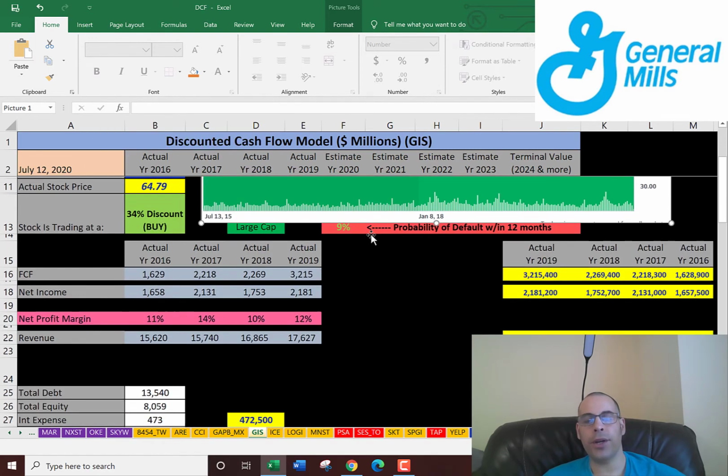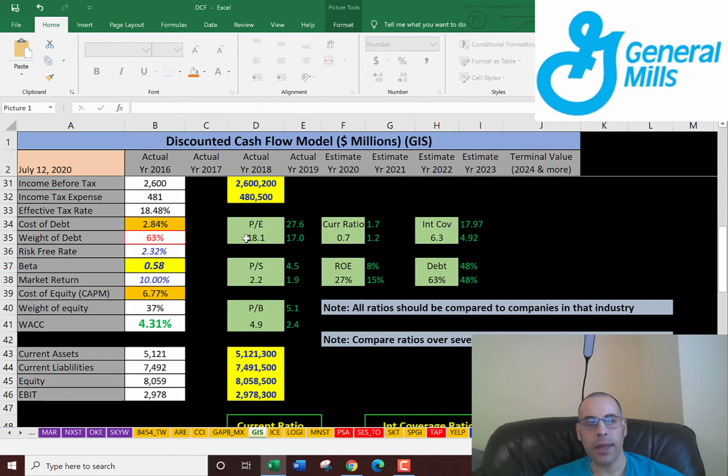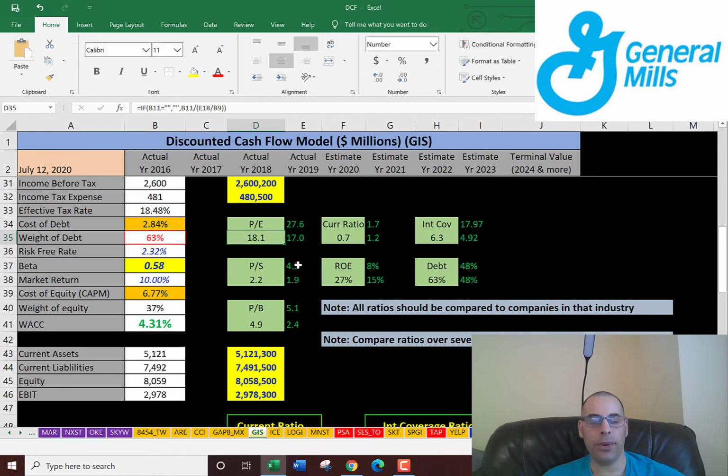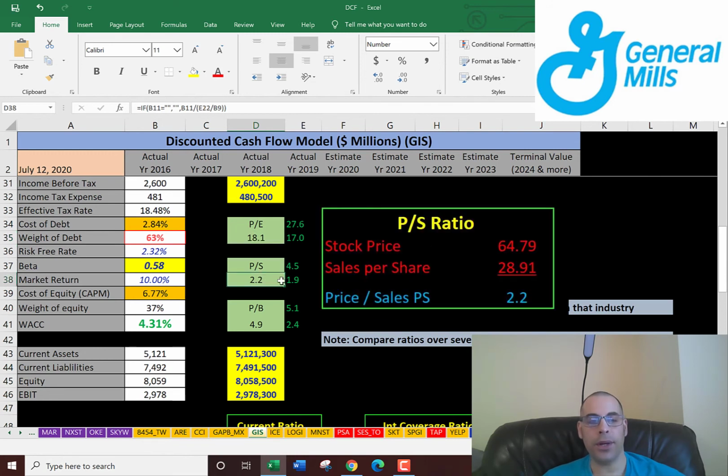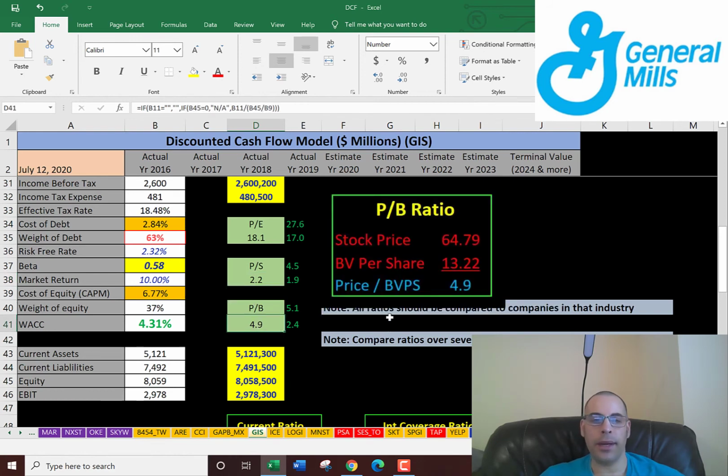Let's look at the financial ratios. They have a decent PE of 18.1. I like to see under 15. This is price to stock over earnings per share. They have a good price to sales ratio of 2.2. That's price to stock over sales per share. A little high price to book at 4.9. That's price to stock over book value per share.